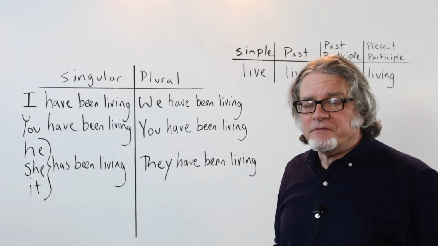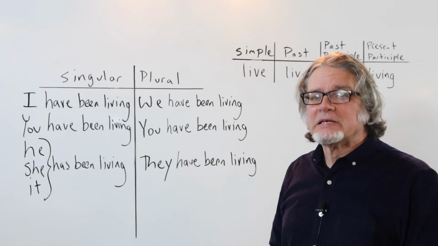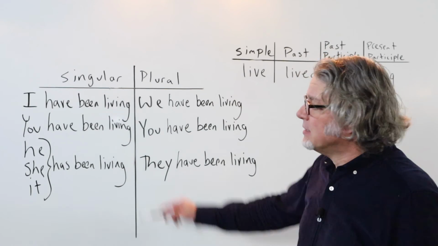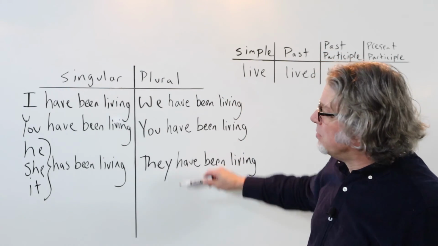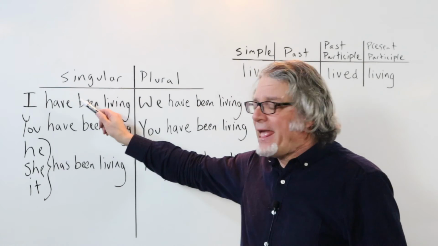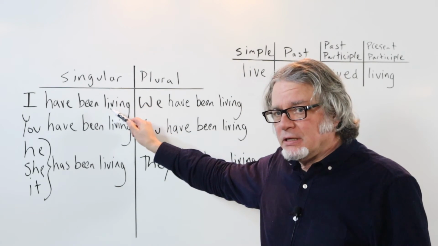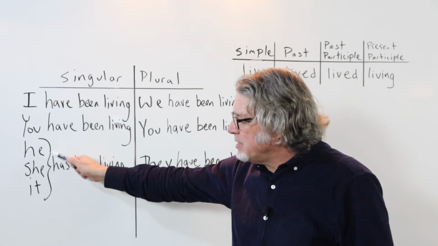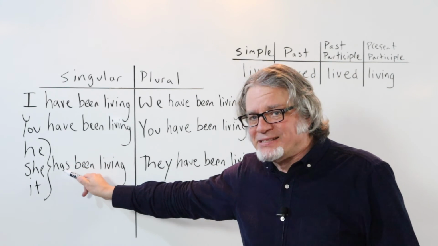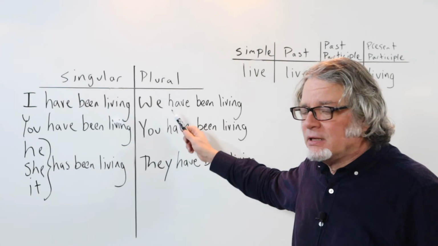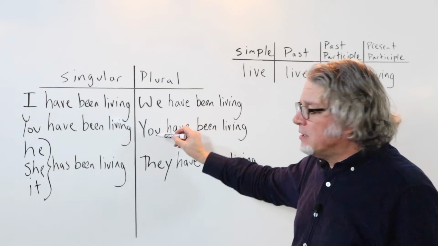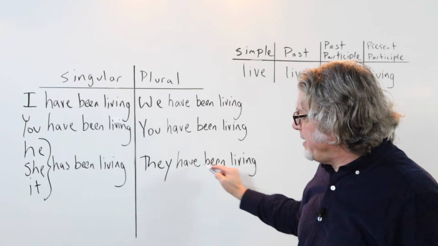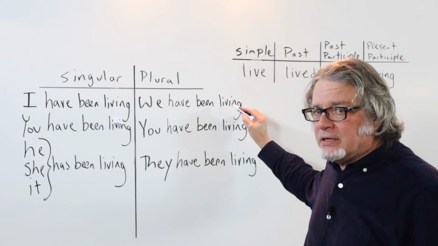Here's the verb live in the present perfect continuous tense, singular and plural. I have been living. You have been living. He, she, it has been living. We have been, you have been, they have been living.